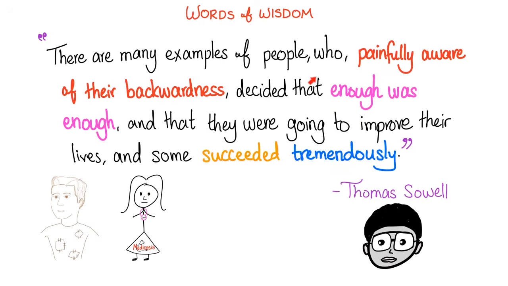There are many examples of people who, painfully aware of their backwardness, decided that enough was enough and that they were going to improve their lives, and some succeeded tremendously. Kulthum did it, Dr. Thomas Sowell did it, Dr. Walter Williams did it, J.C. Penney did it, Rose Blumkin did it, Oprah Winfrey did it, the two bicycle mechanics did it. I'm talking about the Wright brothers, by the way. Yeah, the people who invented the airplane, they were bicycle mechanics. So what are you waiting for?